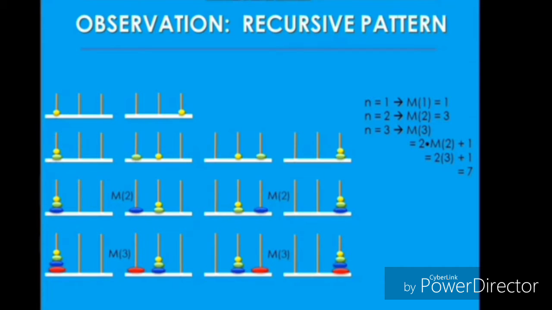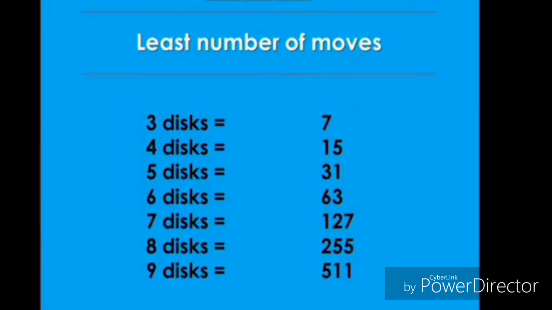So, n is equal to 4, we have move of 4 is equal to 2 multiplied by the move of 3 plus 1, which is equal to 2 multiplied by 7 plus 1, which is equal to 15. And the recursive formula for that is m of n is equal to 2 multiplied by m of quantity n-1, plus 1. If we continue to solve, this is the summary of the least number of moves.